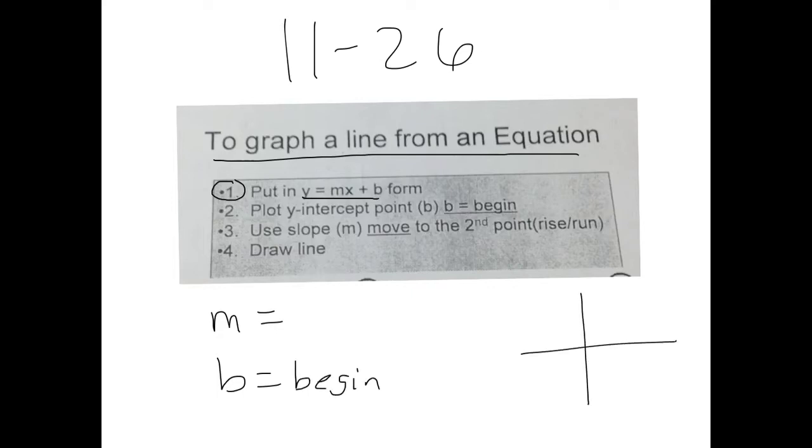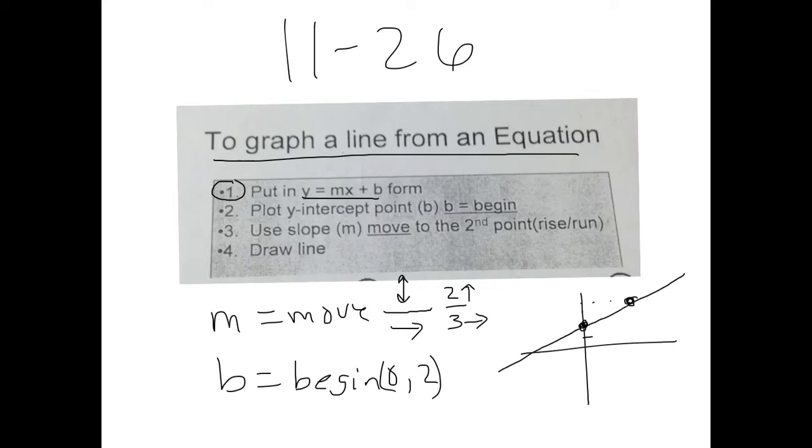If we had a little example here, let's say that we got a b of 2. So that would be 0, 2. We'd go up 2 and put a dot. And then our m is how we're going to move. When we do our movements with slope, the top number is up and down, and the bottom number is always right. Let's say we got 2/3. This would be up 2 because it's positive, right 3. So you'd go up 1, 2, over 1, 2, 3. And then you just connect your dots and draw through your line.